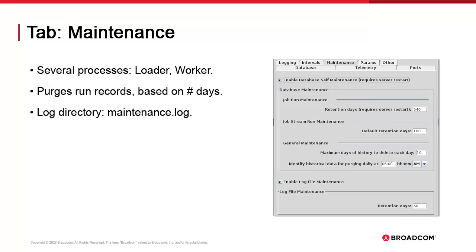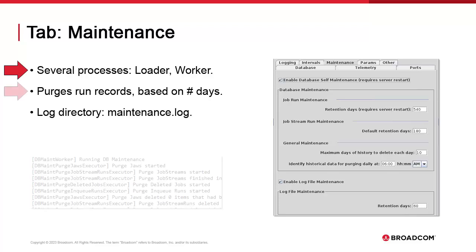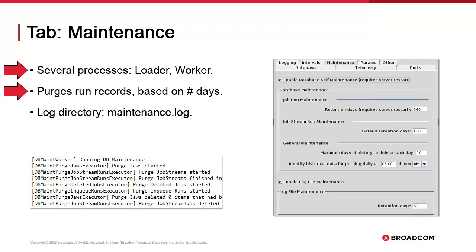The AAI database requires automated maintenance, which can be set in the config tool. There are two active processes for maintenance: the loader and the worker. The loader runs calculations and identifies what needs to be purged based on these config tool settings. The worker does the purging. Maintenance is done based on the number of days. AAI imports job run data from the scheduler and accumulates job stream run data dynamically each time a job stream runs, which matches a job run.